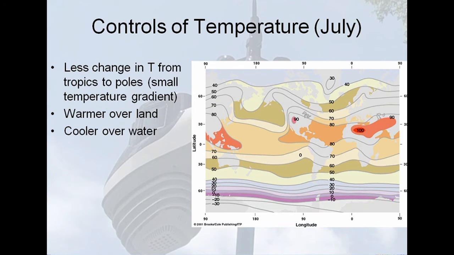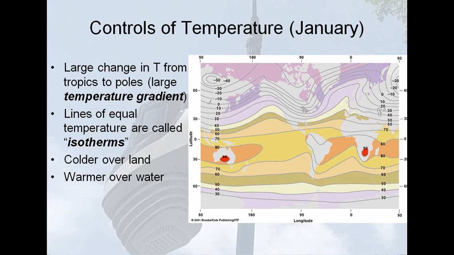All right, controls of temperature in July. Less change in temperature from the tropics to the poles. Actually, let's go back one slide and look at this real quick. If you look at this graphic, it's almost a world map. But if you look at it in January, what do we have over the United States? We have the long wave trough. So it's colder over land, warmer over water. You have ridging over the water.